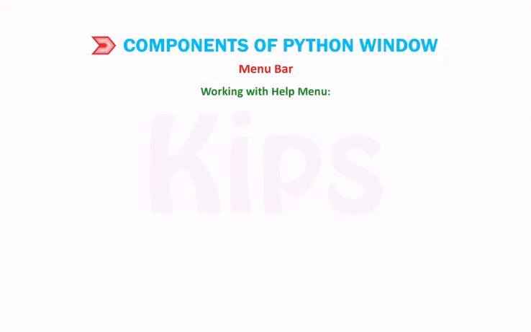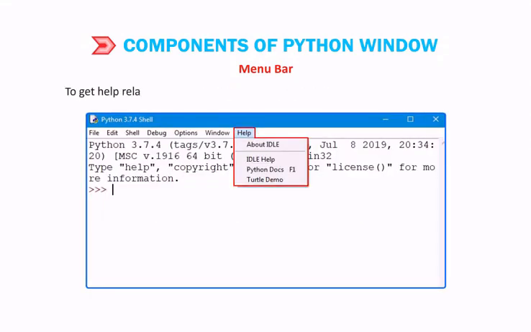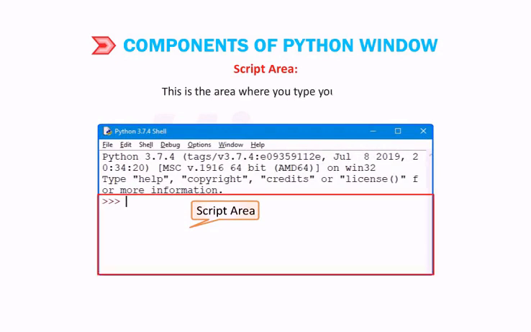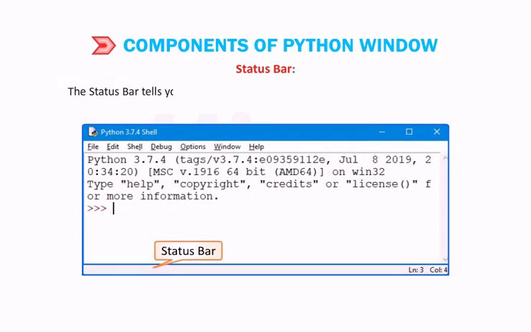Working with Help menu. To get help related to any topic of Python, press F1 key or click on the Help menu. Script area. This is the area where you type your code. Status bar. The status bar tells you the current status of your control or cursor on the window.